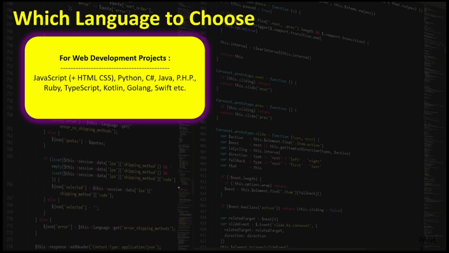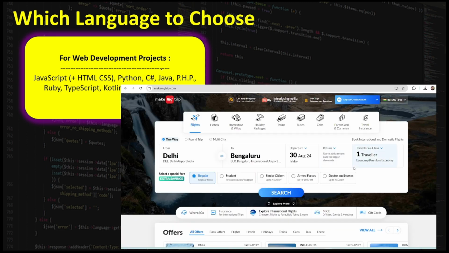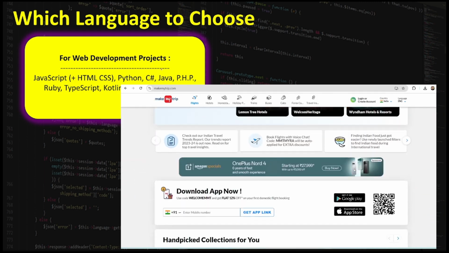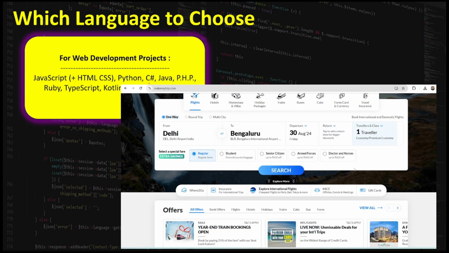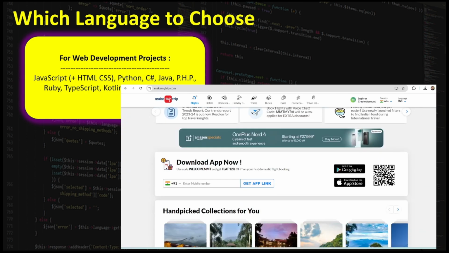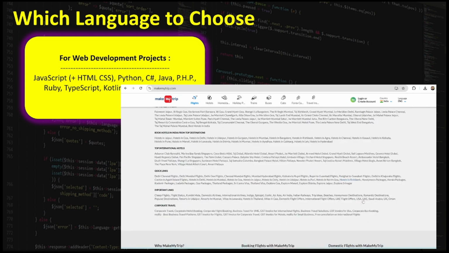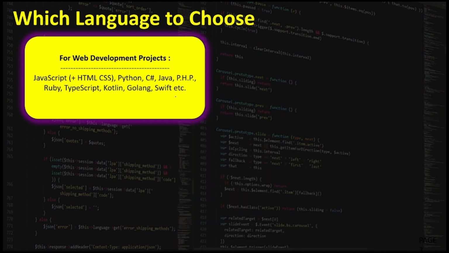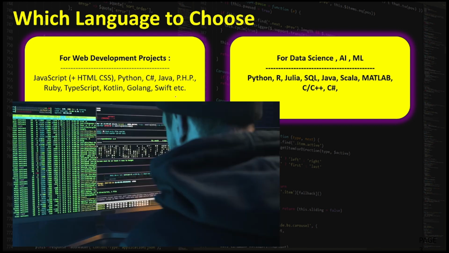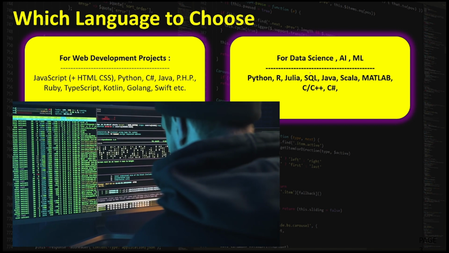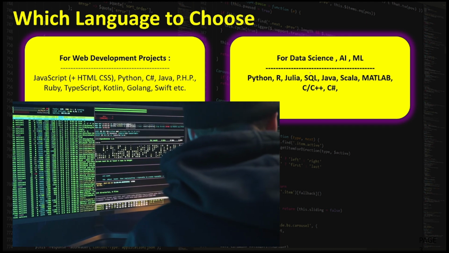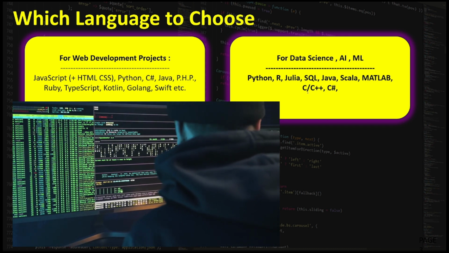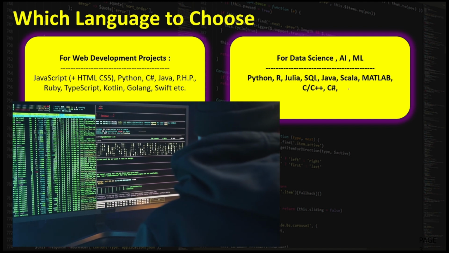There can be different types of work that you can decide. If you have a web development project wherein you want to create websites or web applications, some of the languages you can select from this list are maybe JavaScript, Python, C#, Java, PHP, Ruby, TypeScript, Kotlin, Golang, Swift, etc. Right? So these are all languages that you can select based on your choice. If you are to work on data science, AI, or ML, machine learning, artificial intelligence, then Python, R, Julia, SQL, Java, Scala, C, C++, C#, and all the languages that you can select from.